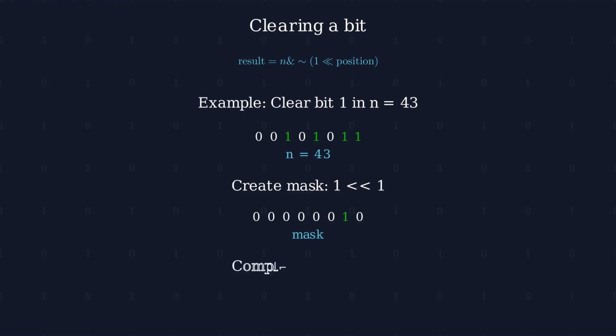00000010. Then we take the complement of this mask, flipping all the bits. This gives us 11111101 with only bit 1 set to 0. Now we perform the AND operation with the original number and the complemented mask. This ensures that bit 1 will be cleared to 0, while all other bits remain unchanged.